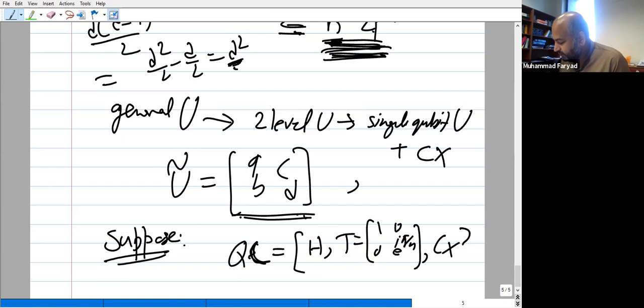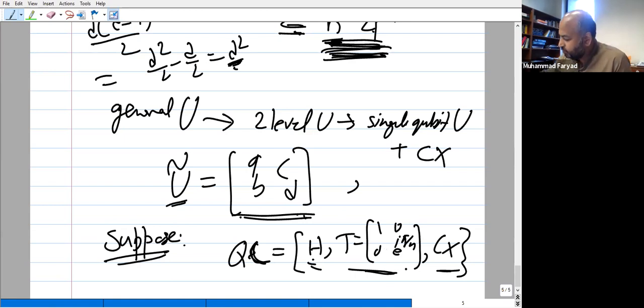And control X. So this is a fixed set of gates. Or maybe we have a quantum computer which may perhaps implement Toffoli gate and some other combination and so on. But the number of gates is finite. So the question is, how can we implement this general arbitrary unitary using a finite set of gates?